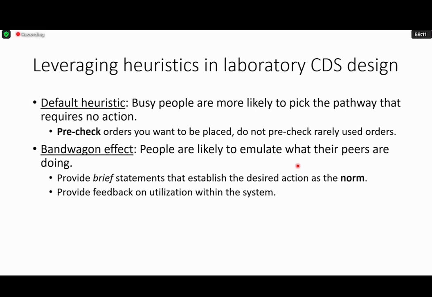So how do you leverage this automatic brain to get people to do what you think is appropriate? You can use the default heuristic, which usually involves pre-checking things on the orders. So instead of forcing an inexperienced clinician to imagine what the right answer is, why don't you give them what the right answer is 80% of the time and let them work through it? And then the other is bandwagon effect. So provide a normative statement that providers can use to compare themselves to others.